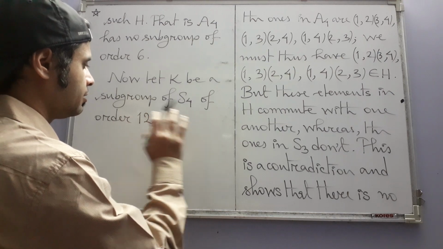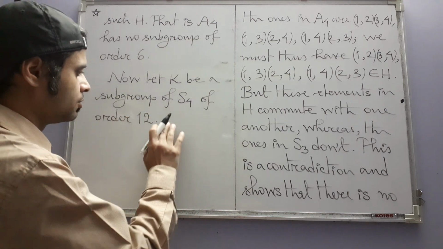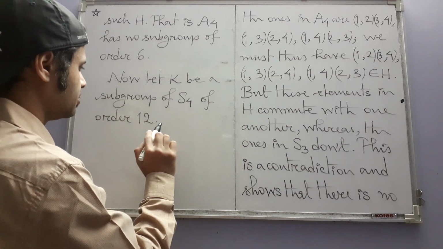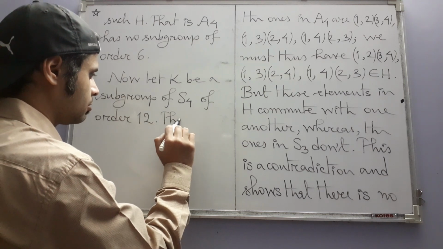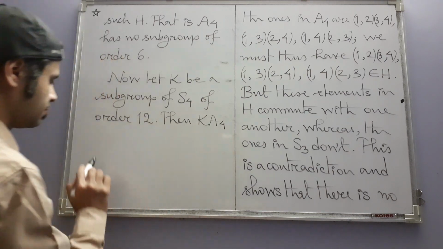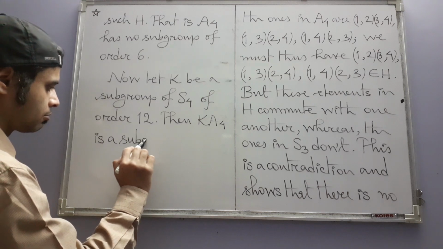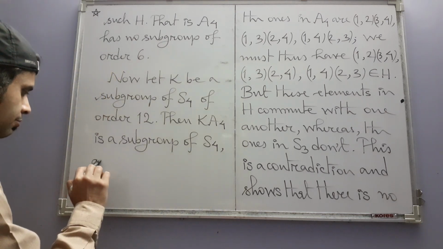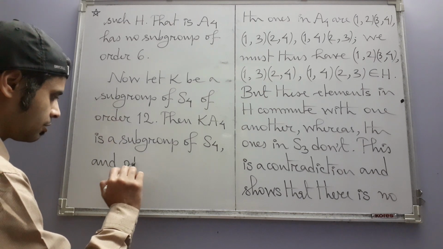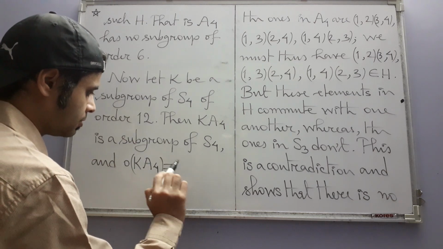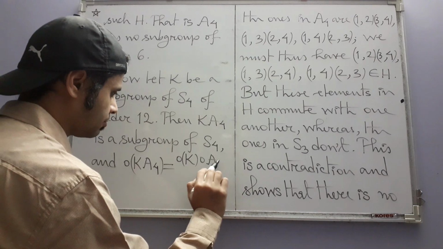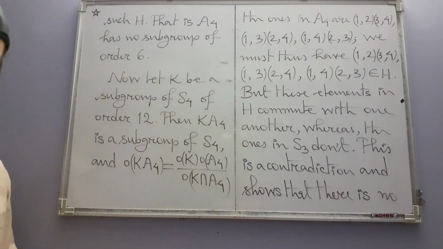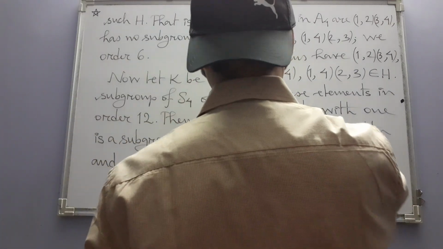We now consider the product of K and A4. Because A4 is already a normal subgroup of S4, the product KA4 will be a subgroup of S4 by a previous exercise, which I am not going to mention. Then KA4 is a subgroup of S4 and we have the order of KA4, we know how to calculate this order. This is the order of K times the order of A4 divided by the order of their intersection. And both of them have order 12.